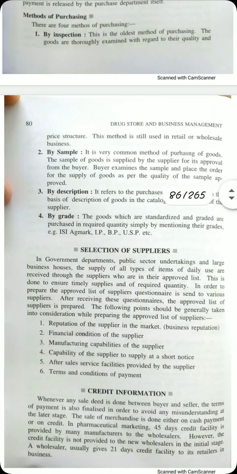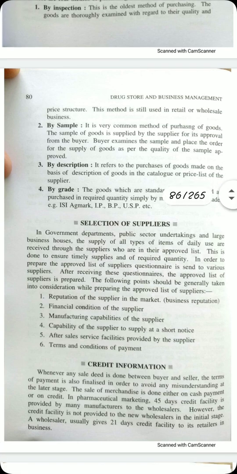The next one is selection of suppliers. While selecting suppliers, the following points should be considered: reputation of the supplier, financial condition of the supplier, manufacturing capability, then capability of the supplier to supply at short notice. Next is after-sale service facilities provided by the supplier, and the last is terms and conditions of payment. This is the selection of suppliers.